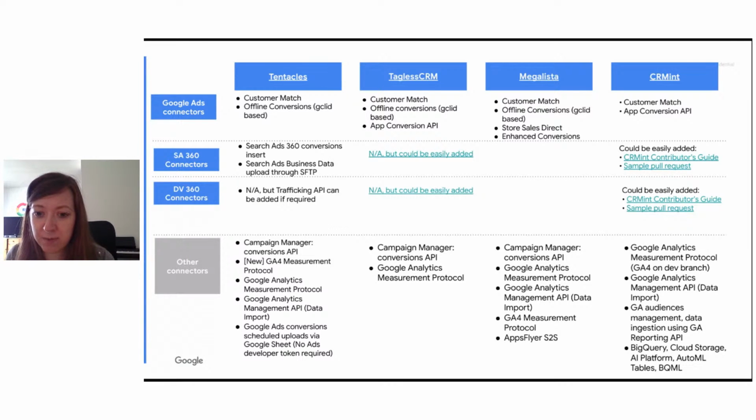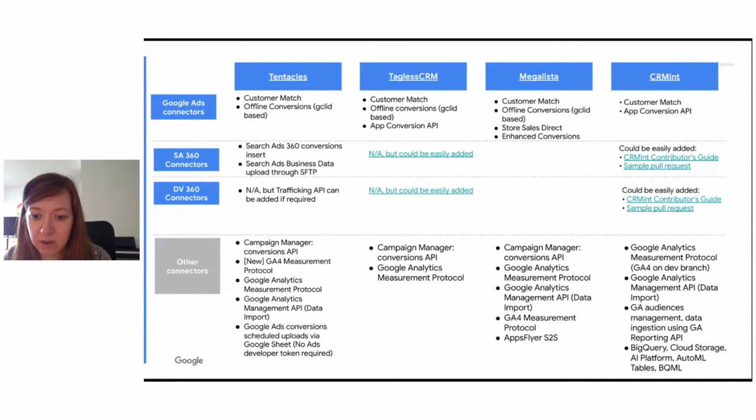Our third solution, Megalista, has been deployed to bring data into Google Ads for customer match, offline conversions, gclid based, store sales direct, and enhanced conversions. It can be expanded to connect with Campaign Manager Conversion API, the Google Analytics Measurement Protocol, Google Analytics Measurement API, and GA Measurement Protocol, as well as AppsFlyer server to server.